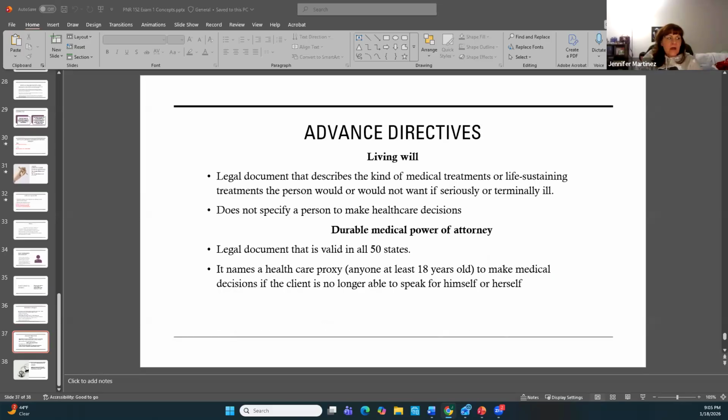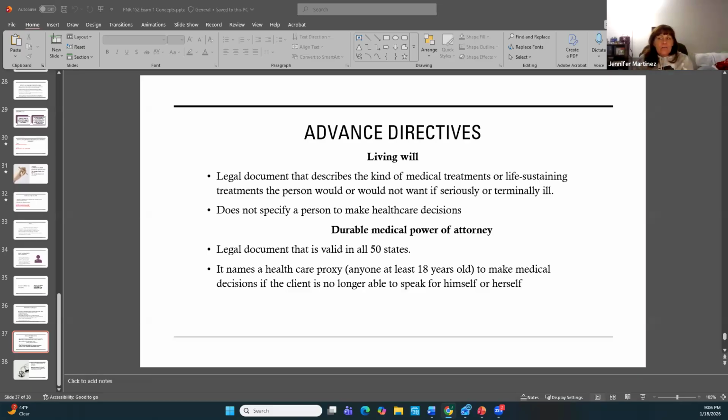Advance directives: living wills and powers of attorney. A living will is a document that describes the medical treatments or life-sustaining treatments the person would or would not want if seriously or terminally ill. I'm of sound mind right now, so I can make out a living will that says what I do or do not want. Do I want to be resuscitated? Do I want blood products, IVs, donations, tube feedings, whatever. You can make a whole list of things that you want.